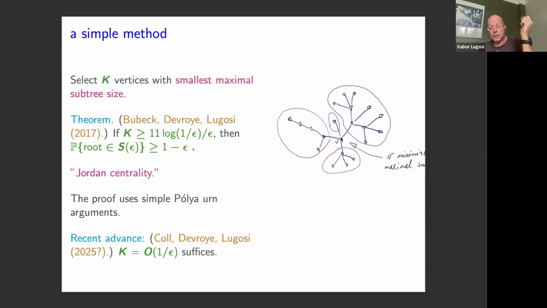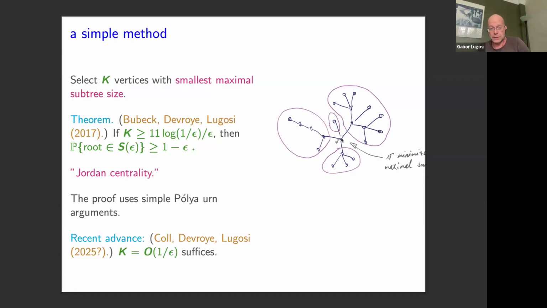Okay, so we can order vertices according to the size of the largest subtree that we obtain. This is the Jordan centrality. For example, if you have a leaf, then there's only one subtree, and that has maximal size, n-1. Every tree has a so-called centroid, with the property that if you remove it, all subtrees have size at most n/2. Every tree has one or two such vertices. Those are called the centroids of the tree.